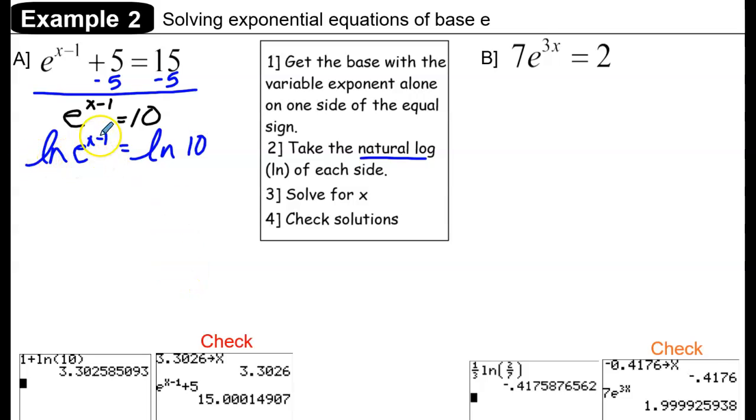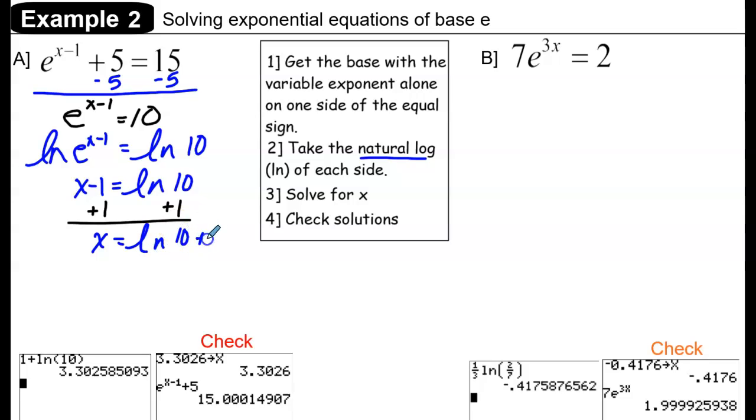And then we can use the inverse property. The natural log, remember, is a log base e. So log base e of e to the x minus 1 brings down that exponent of x minus 1, and that's equal to the natural log of 10. Then we can isolate the variable by adding 1 to both sides. And then we have x is equal to the natural log of 10 plus 1.